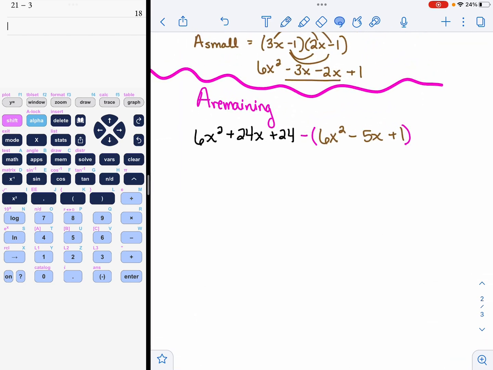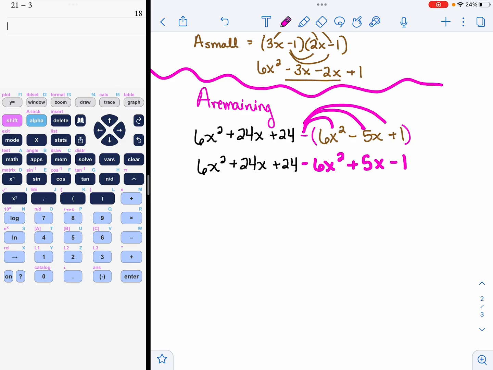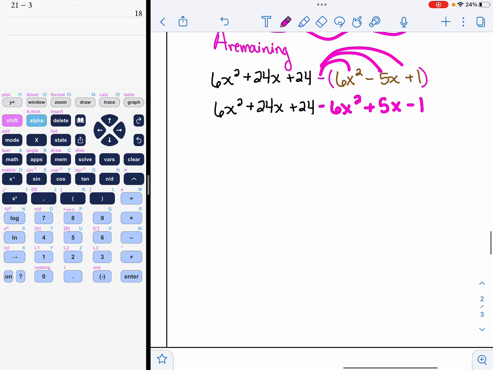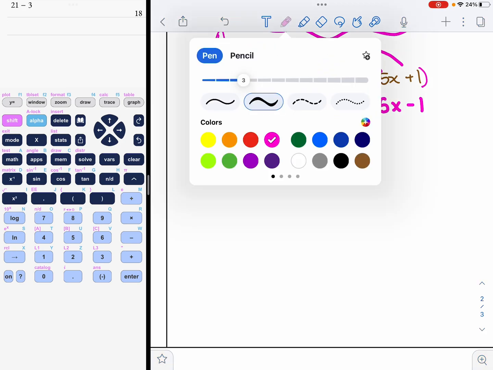So as we have done with subtracting problems in the past, this comes down. As we have done with subtracting problems in the past, we distribute our negative. So it's minus 6x squared. Now it's adding 5x and take away 1. And now, as we've done in the past, we have to simplify, right? So we need to look for some like terms. Let me minimize the size of this pen.